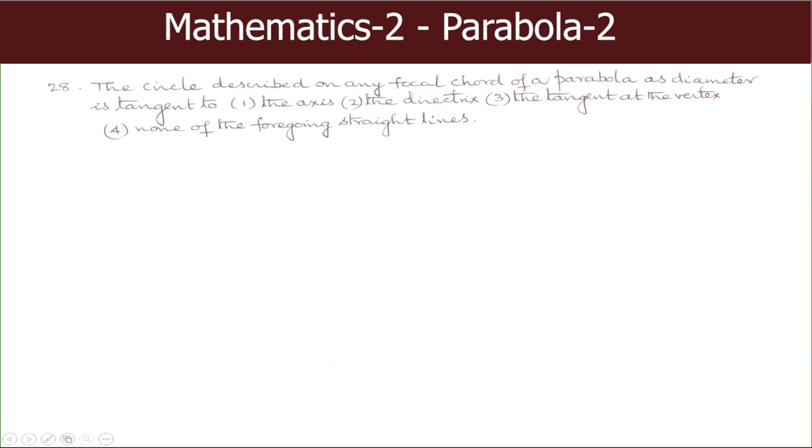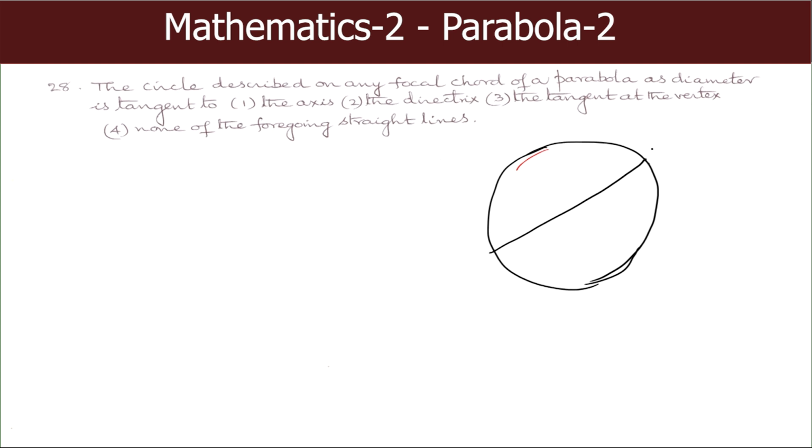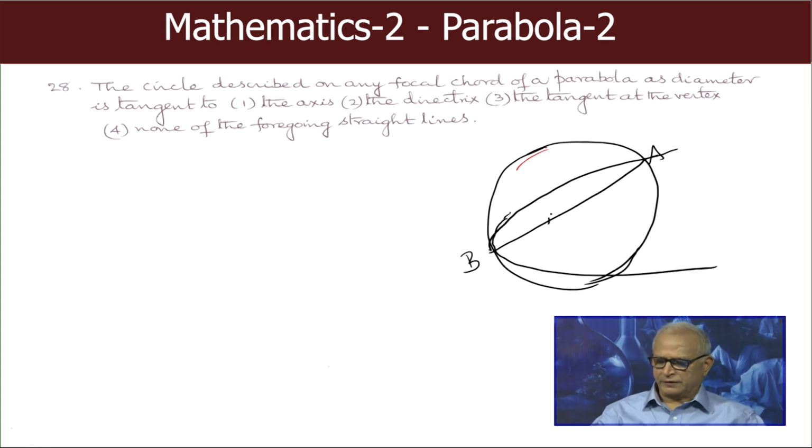Question number 28. The circle described on any focal chord of a parabola as diameter is tangent to... For example, suppose this is the circle described on a focal chord as diameter. AB is the focal chord, something like this. This is the center. Now, it is tangent to the axis, directrix, or tangent at the vertex. The axis is the horizontal line; the directrix and the tangent are both vertical lines. So, let us see what happens to the center and the radius of the circle.